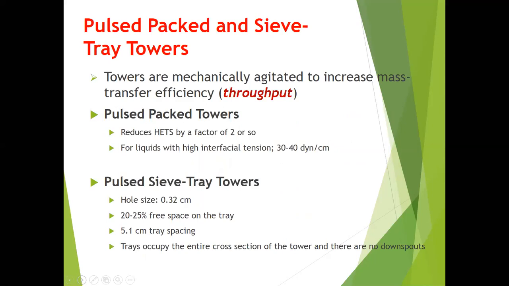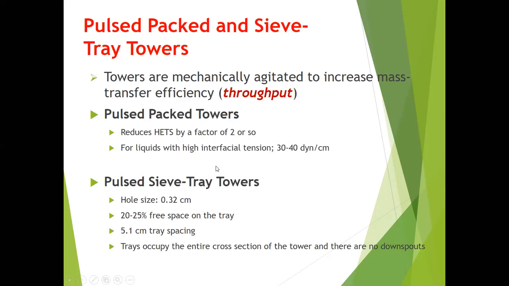Now, for the pulse packed and sieve-tray towers, these are actually towers that are mechanically agitated to increase mass transfer efficiency. So there is some form of agitation inside the column to increase mass transfer efficiency, which is referring to the throughput. The amount of solute that gets transferred to the solvent is the mass transfer efficiency of this particular extraction equipment. So for pulse packed towers, it reduces HETS by a factor of 2 or so, meaning it decreases the value of the height equivalent to one theoretical stage by a factor of 2 or more.